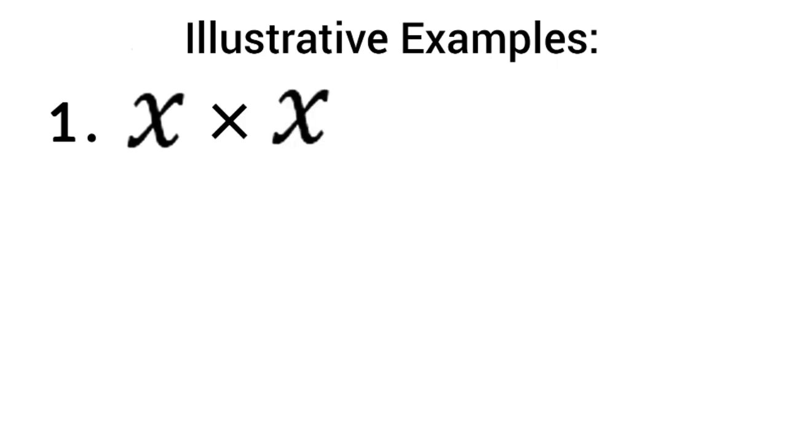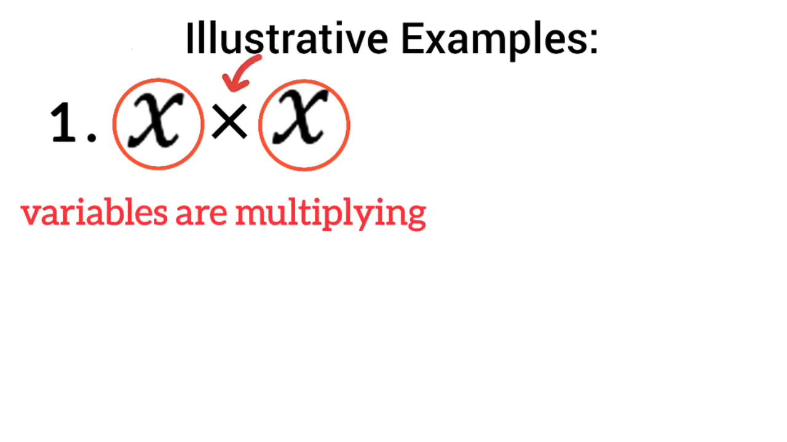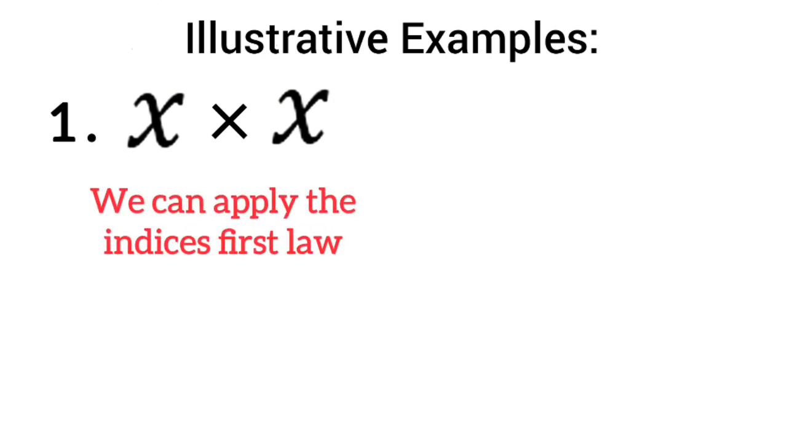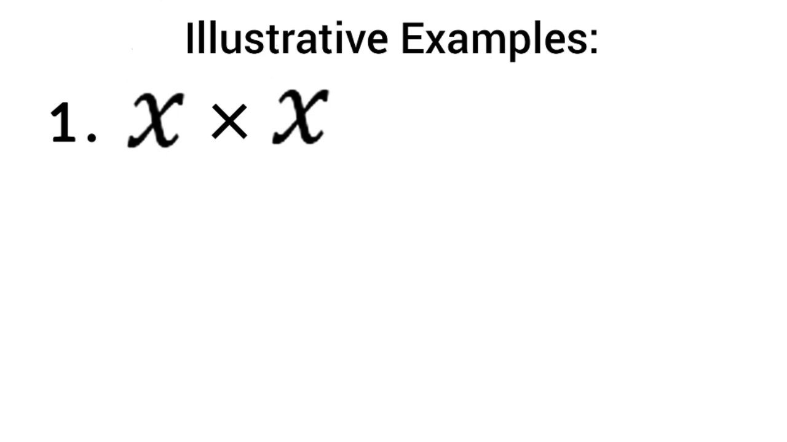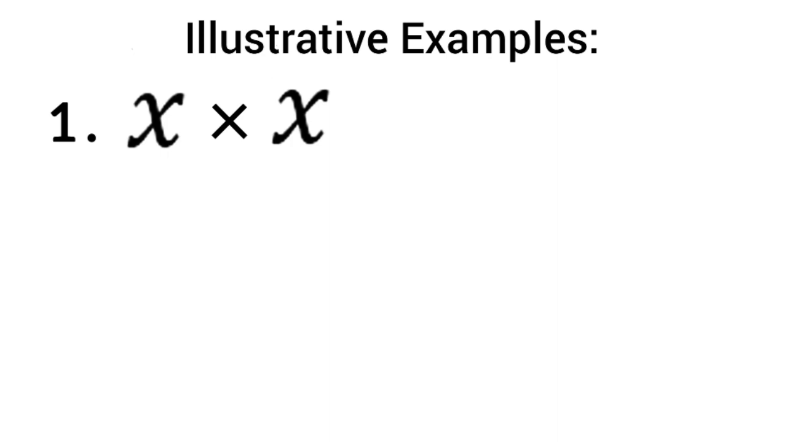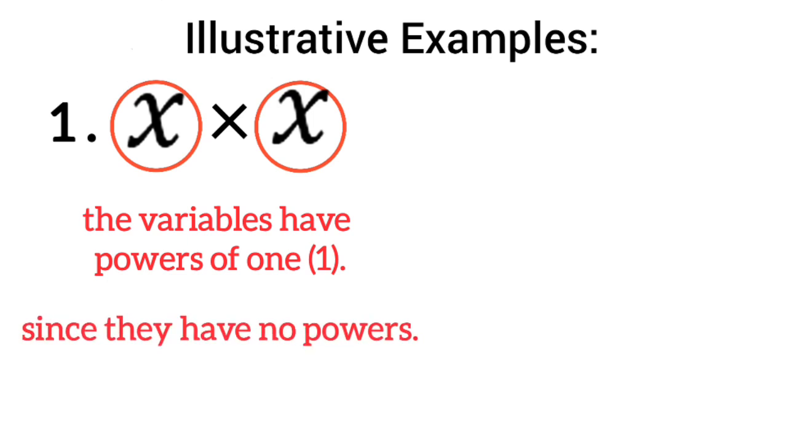When you check the two variables, you will observe that the two variables are all the same, and also the two variables are all multiplying each other. So we can automatically apply the Indices First Law. Indices laws deals with powers. In this question, the first and the second x all have a power of 1, since they have no powers.